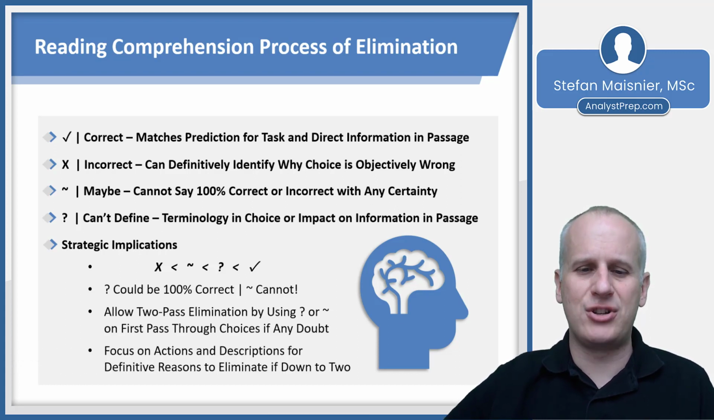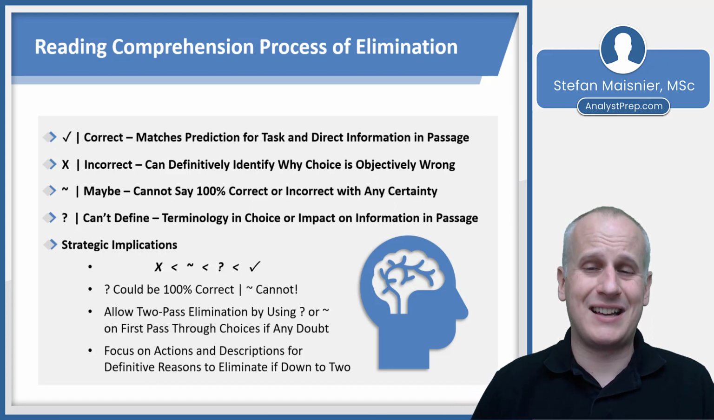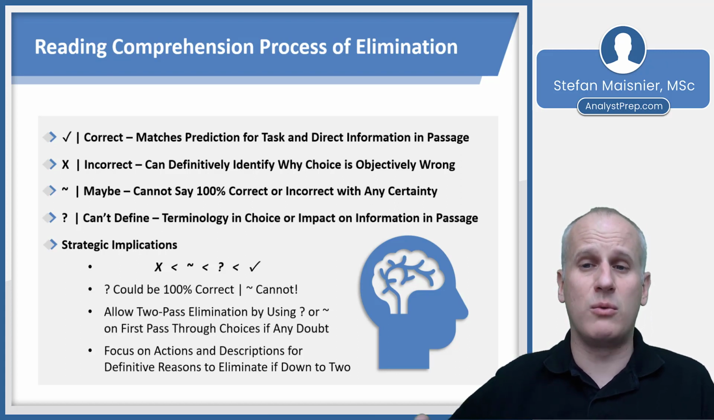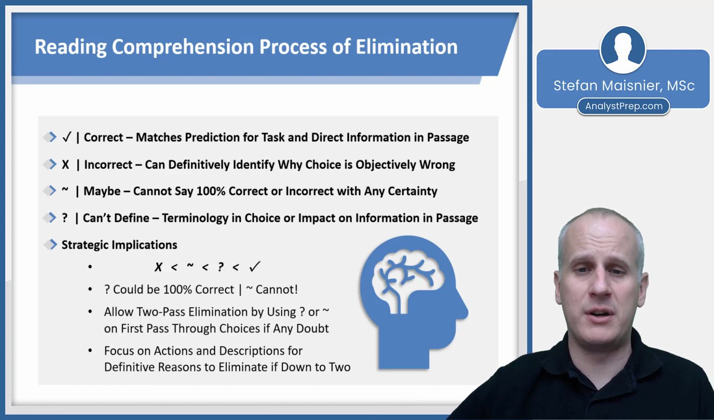And then you want to focus on actions and descriptions for definitive reasons to eliminate when you get down to 2. So rather than getting into a semantic fight of, is this a theory? Is this a hypothesis? Recognize that those two terms are ultimately synonymous. Instead, look at the difference between discuss and debate, or more and most. Those are definitive quantities and actions, and they're going to have a bigger difference. So don't just look for terms that you're familiar with. Look for actions and descriptions that are definitive reasons to eliminate rather than to select as well. Because if you were going to select something proactively once you're down to 2, it would have been a check already. So force yourself to come up with those reasons to eliminate when you're down to 2.